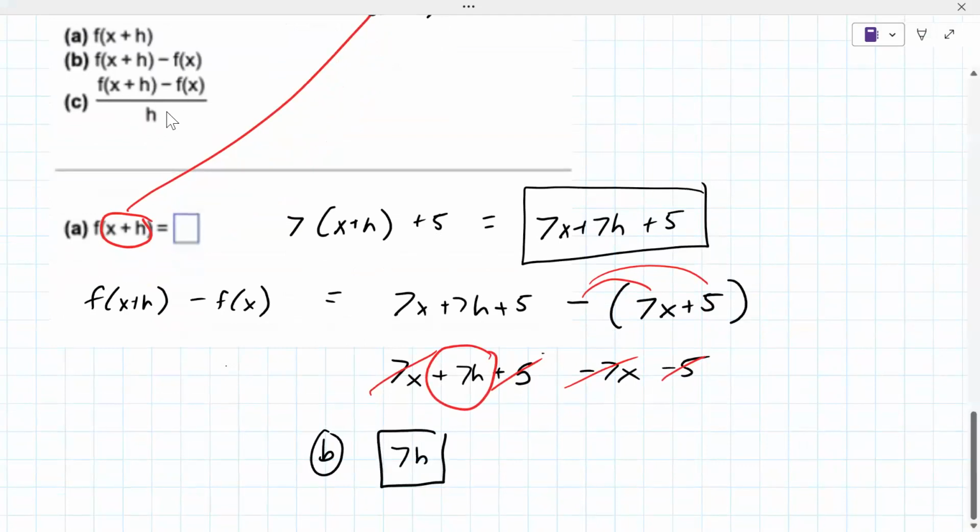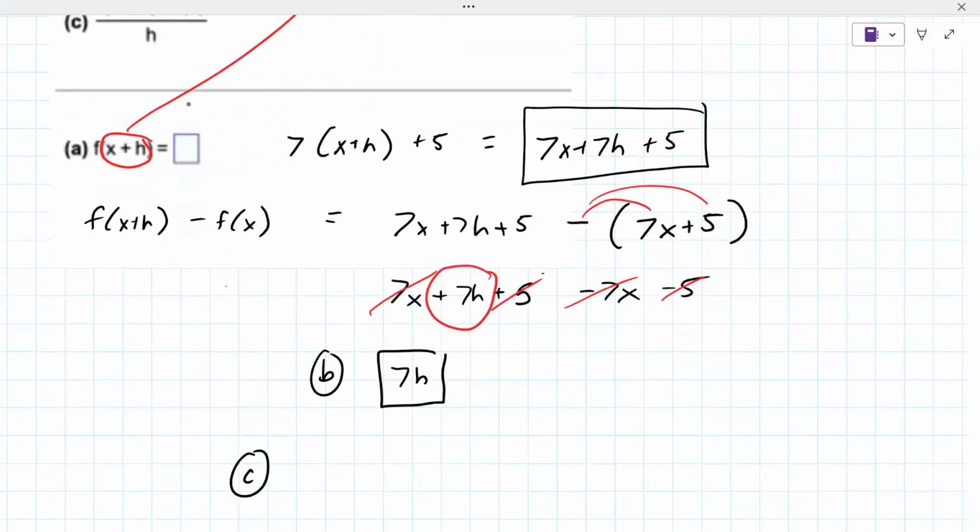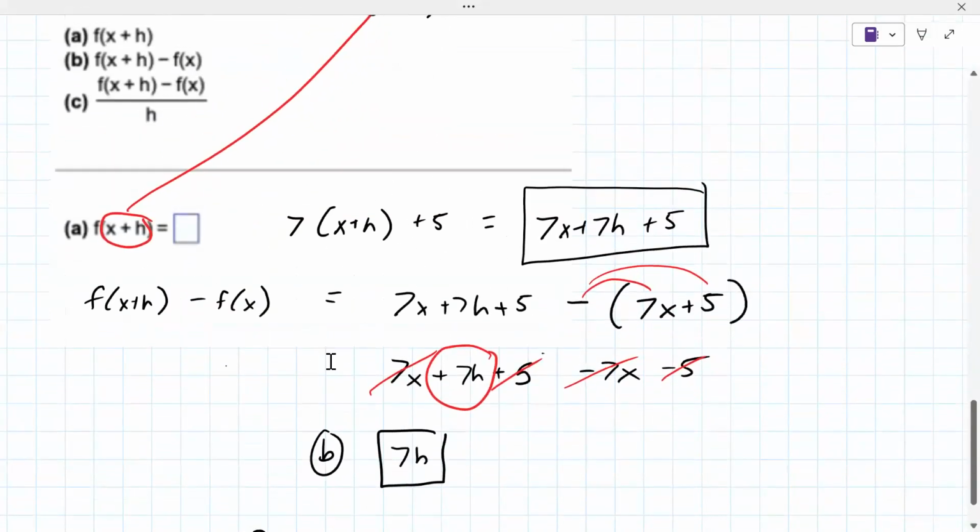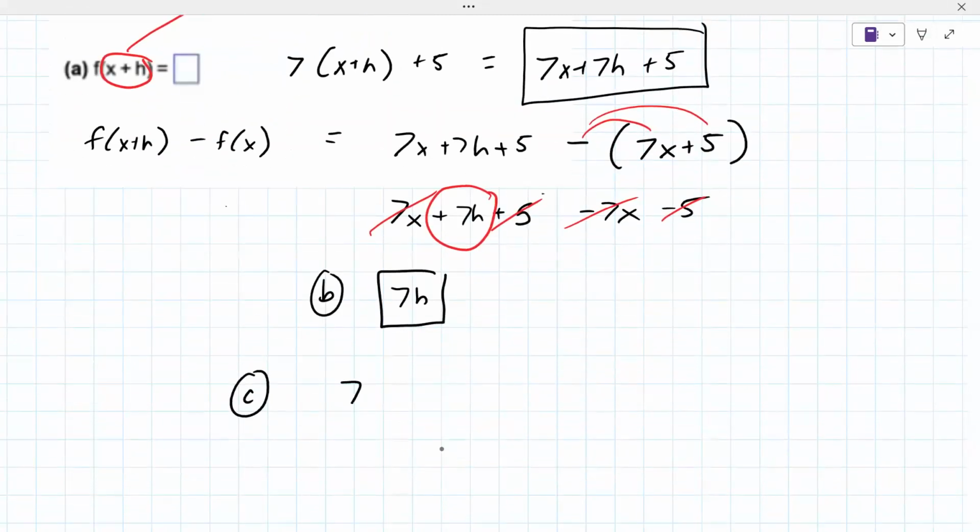Part C is to take your result from part B. See how the numerator in part C is the same as part B? So part C is to take the 7h, whatever you got for part B, and divide it by h, which ends up being just 7. And you tend to see something like that. It's usually a quadratic, but this one is linear. That's pretty nice.